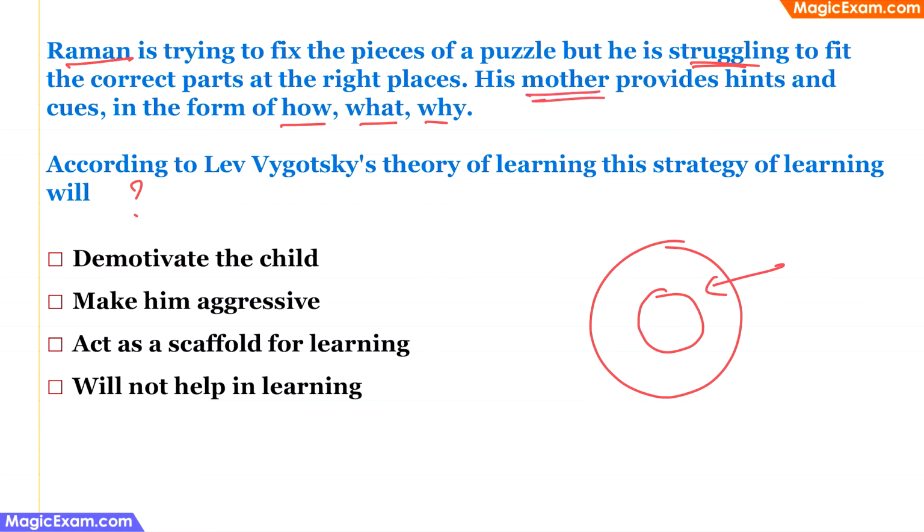So his mother, who is the more knowledgeable other, she is providing some support and help to Raman. Now, this puzzle which Raman is unable to solve on his own is in his zone of proximal development, and the support that his mother is providing in the form of hints and cues is nothing but scaffolding. Therefore, when we look at all the answer choices, the third one says act as a scaffold for learning. So that is the correct answer.